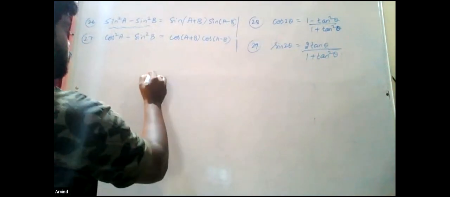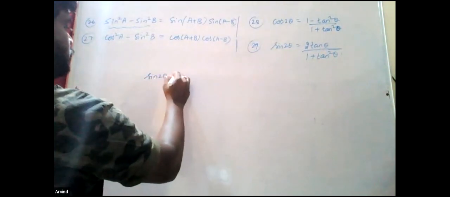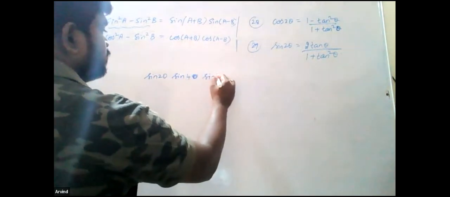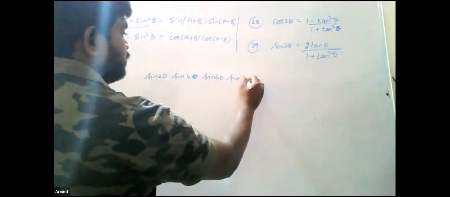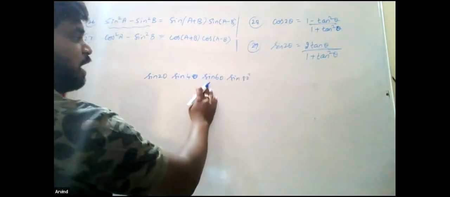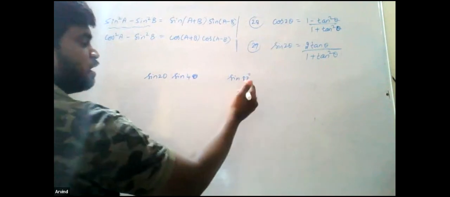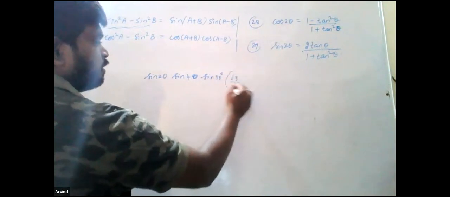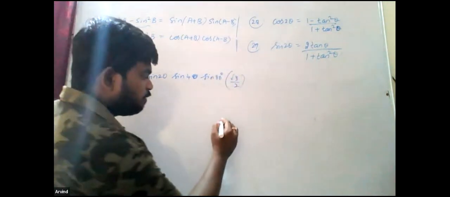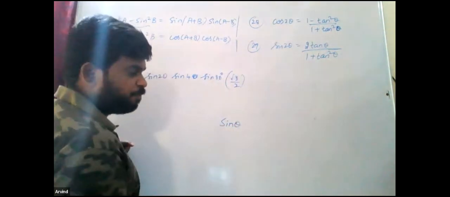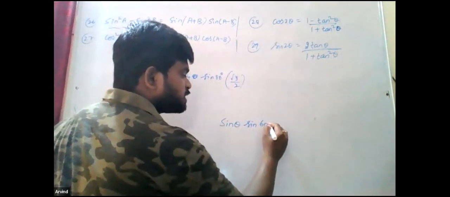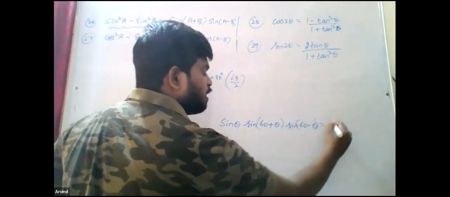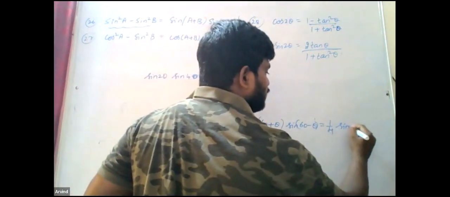Just observe. Sine 20, sine 40, sine 60, sine 80. See, sine 60 is a standard angle. We know its value is √3/2, so I'll take that. So sine 80, I'll write it here. √3/2 we get. Okay. Now just observe, there is a formula which says that sine theta into sine of 60 plus theta into sine of 60 minus theta, if it is like this, you can write it as 1/4 sine 3 theta.